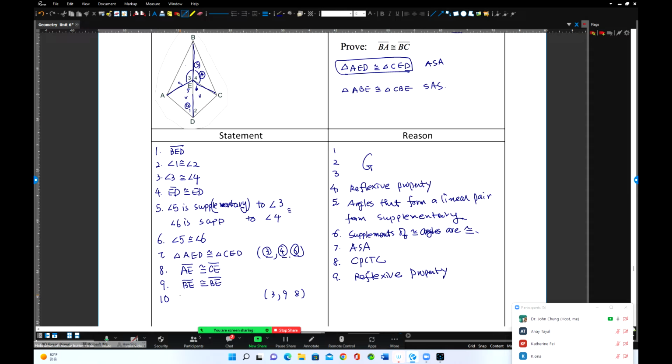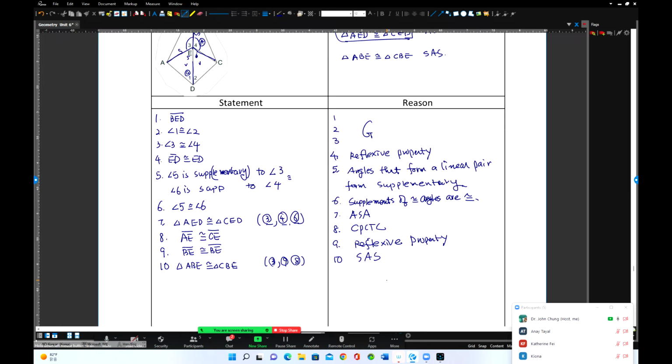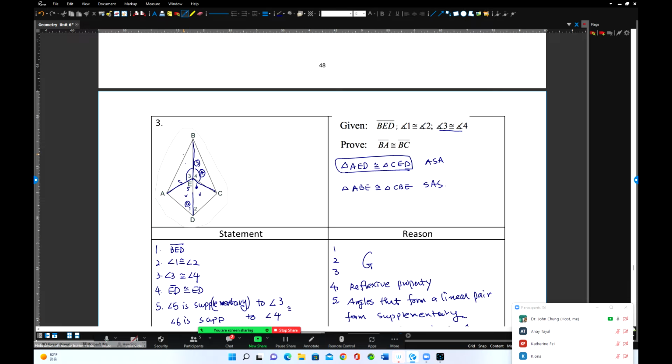From this number, we can say triangle ABE congruent triangle CBE, okay? From these numbers, 3, 9, 8, the reason is side, angle, side. Now we're done. Now finally we can say these two sides, okay?